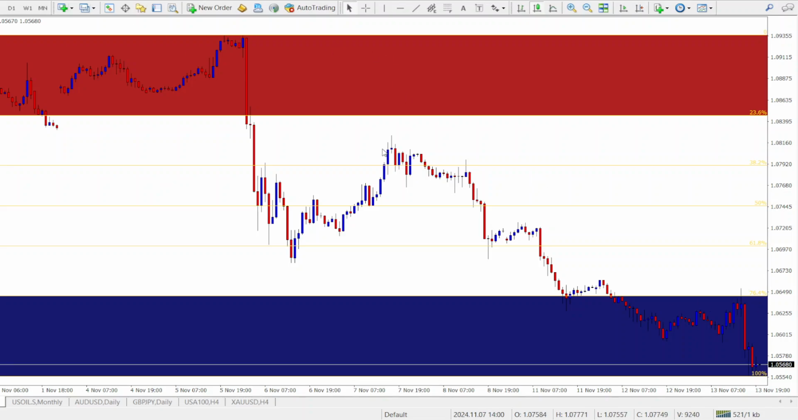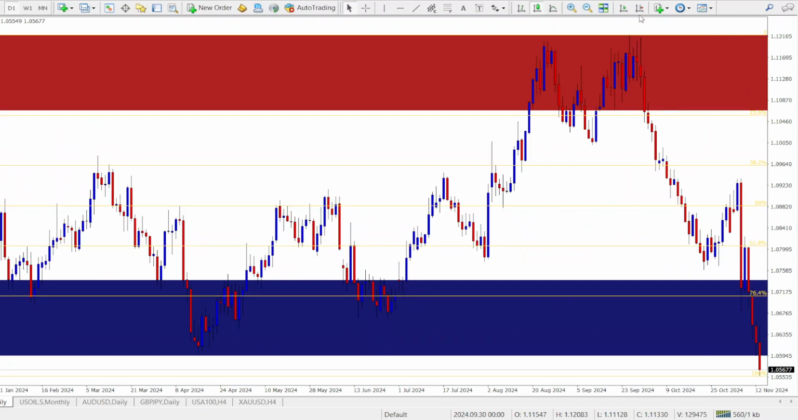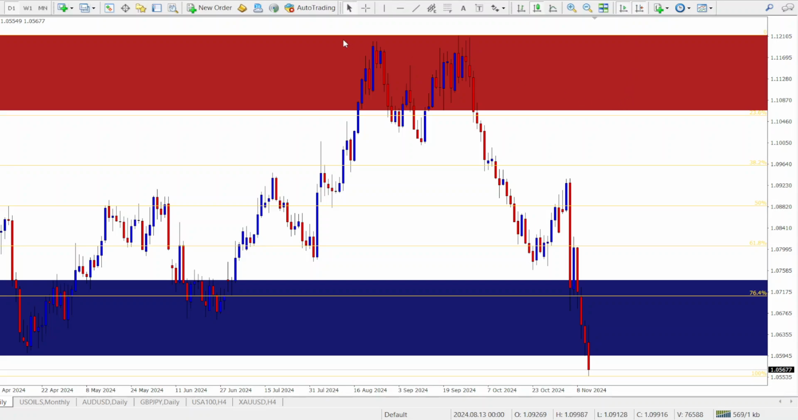Okay, so basically, how do you use the AutoFib trade zones indicator? Right, first of all, you should identify the direction of the trend. Okay, in this situation, we can see that we had a sell trend, right? Remember that Fibonacci is effective in a trending market. All right, so first of all, you should identify the direction of the trend.